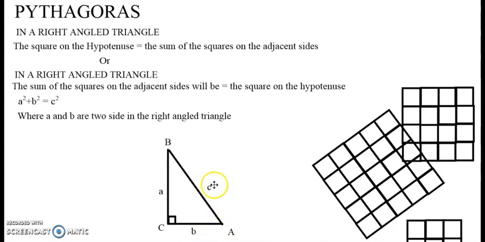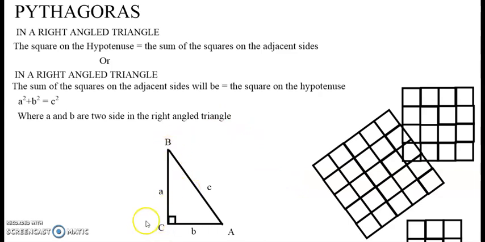It says that the square on side C is equal to the sum of the squares on the two adjacent sides. The sum of the squares means the square on A plus the square on B will give me the square on C. We reverse that and we say, in a right angle triangle, the sum of the squares on the two adjacent sides, which is small a and small b, there's a square on each of them, will give me the square on C.